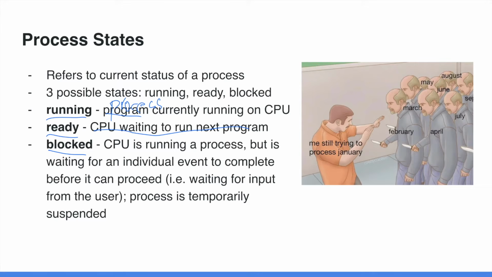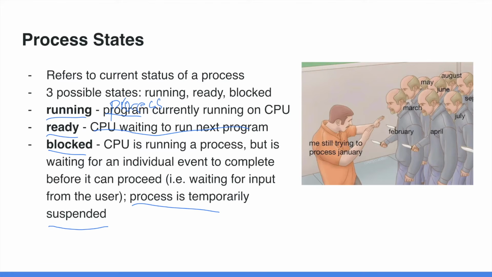Next, we have blocked. Now, a process can become blocked when it's been executed, but in order for further execution, a certain event needs to take place somewhere else in the system. So for example, if you're running a process that requires input from the user, that process can be executed up to an extent, but it can't proceed until the user inputs some information. So if this is the case, then that process is put into a separate queue with blocked status. And then once that event that's stopping it takes place, the process is brought back to the CPU to be executed. So basically, when it's blocked, we can say the process is temporarily suspended.